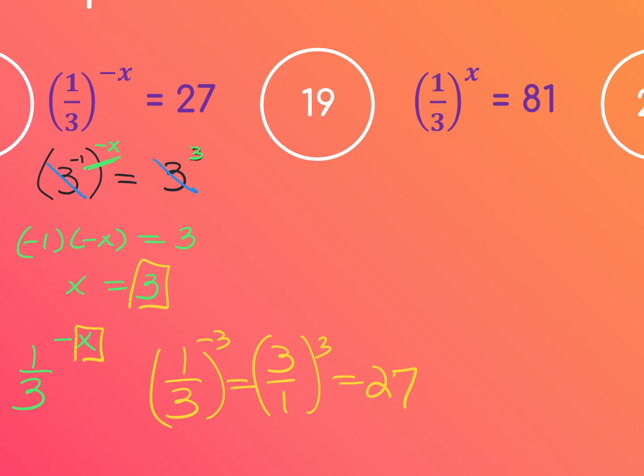The next one, same thing. I'm going to go ahead and turn the 1/3 into 3 to the negative 1. It's still raised to that x power. And then I'm going to change the 81, and this becomes 3 to the 4th power. Multiply the power to the power. This becomes a negative 1x. If you want to put the negative 1, you can. You don't need to. Divide by negative 1, and that exponent is a negative 4.